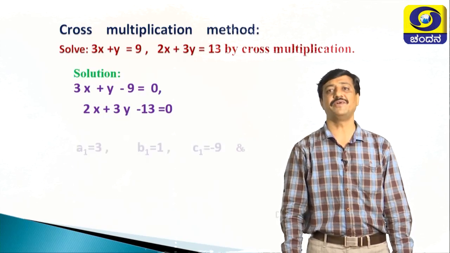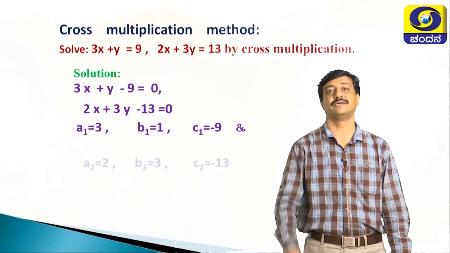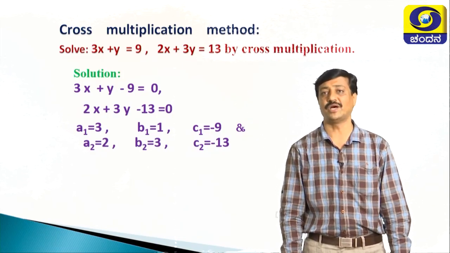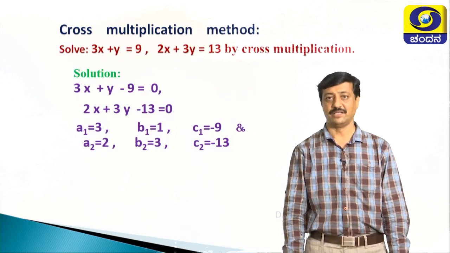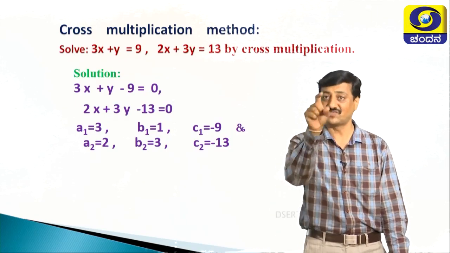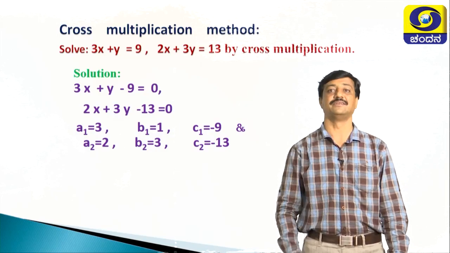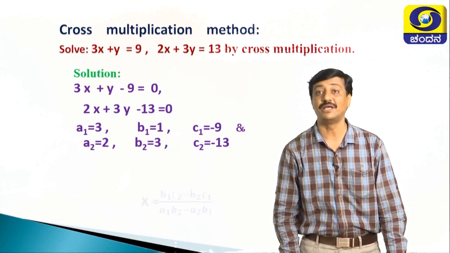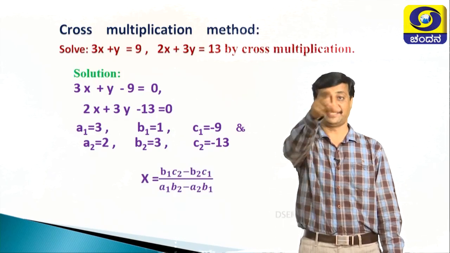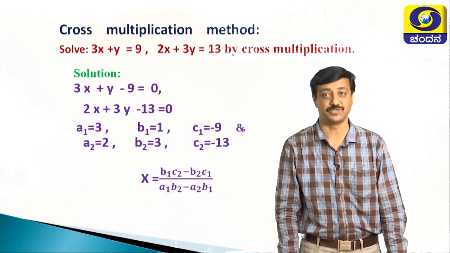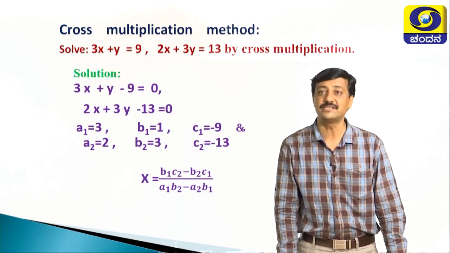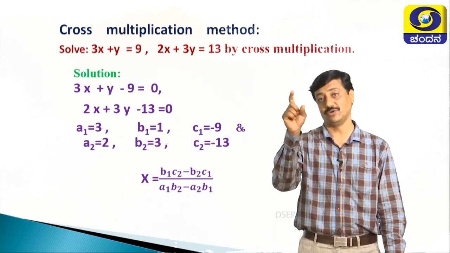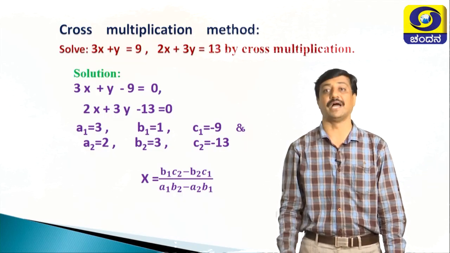Compare these two equations with the standard form and get the 6 values. You will get the value A1 is 3, B1 is 1 and C1 is minus 9. The value of A2 is 2 and B2 is 3 and C2 is minus 13. After writing these 6 values, directly apply the formula for x. It says x is equal to B1 C2 minus B2 C1 divided by A1 B2 minus A2 B1. In place of A1, B1, A2, B2, C1, C2, you have to substitute the values.